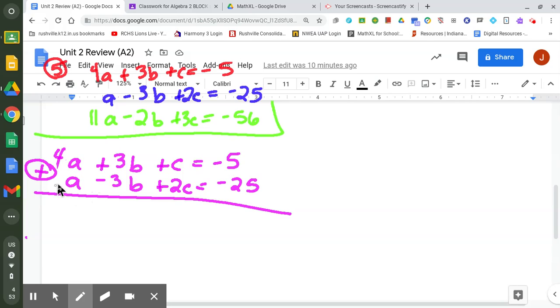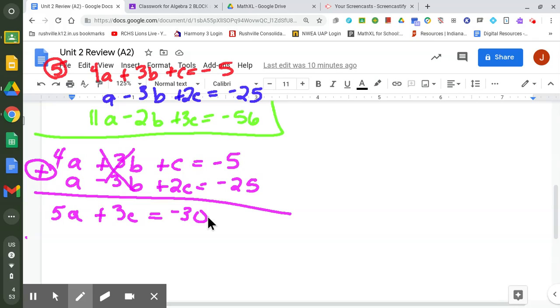So I have 4a plus invisible 1a. That gives me 5a. My positive 3b minus 3b cancels. Invisible 1c plus 2c gives me plus 3c. And then negative 5 minus 25 gives me negative 30.